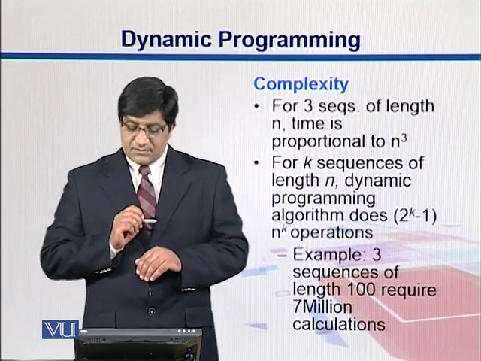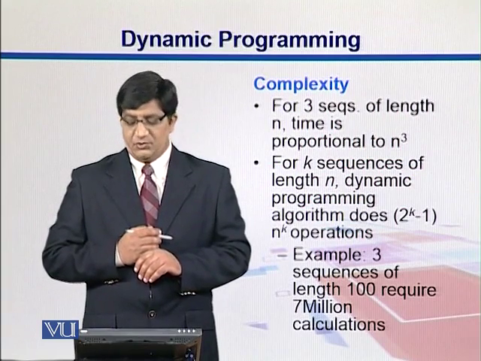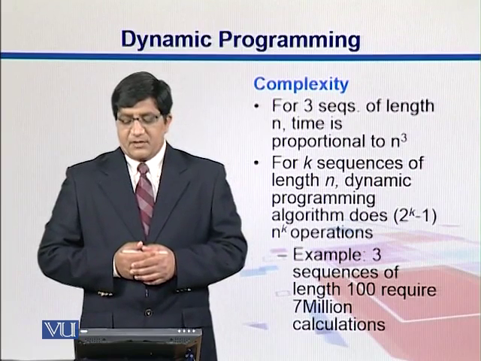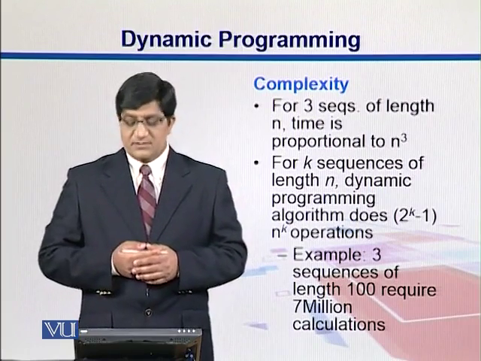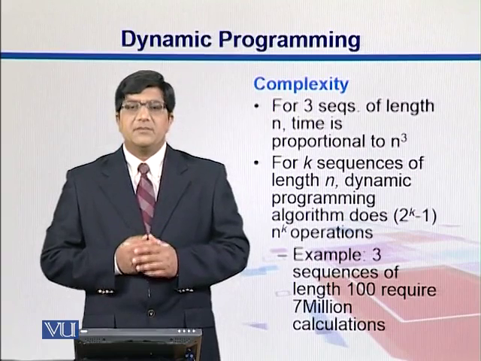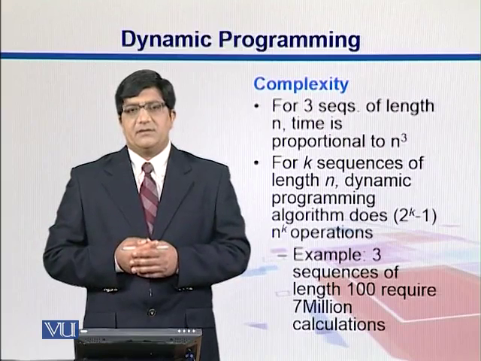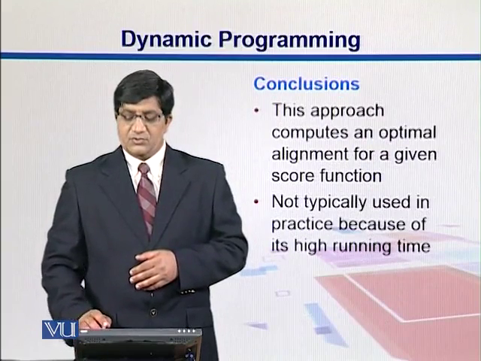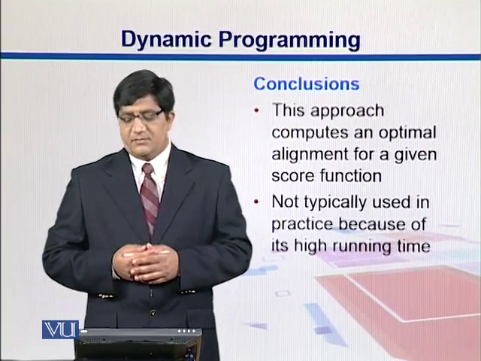But for 3 sequences, guys, if the length of the sequences is n, the time is proportional to n cubed, or n raised to the power 3. If we have k sequences, their length is n. The dynamic programming approach will take (2^k minus 1) times n^k operations. So for example, for 3 sequences of length 100, we need 7 million calculations. So it's pretty cumbersome, pretty complicated, and impractical for larger sequences, and for sequence numbers even more than 3. So this approach computes an optimal alignment, but it is not typically used because of its high running time.